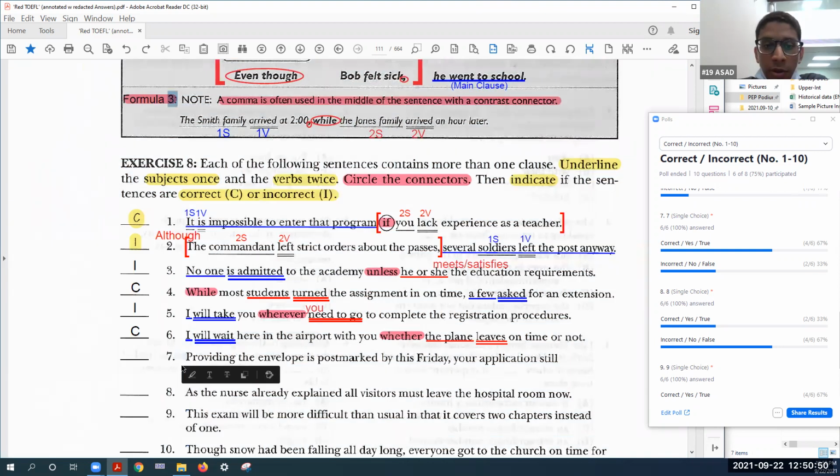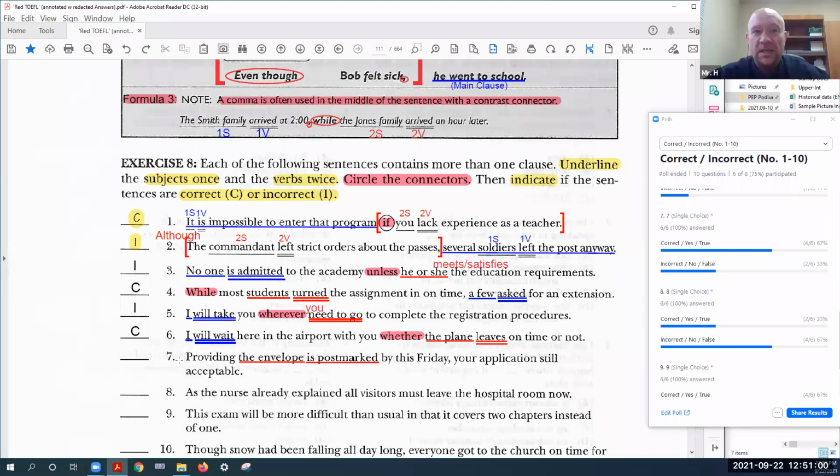Providing the envelope. We'll call it the second subject, right? Second subject. Second verb: is. It's passive. Okay. Now, Osama, where is the first subject? The main clause. Application. Application. And the verb?